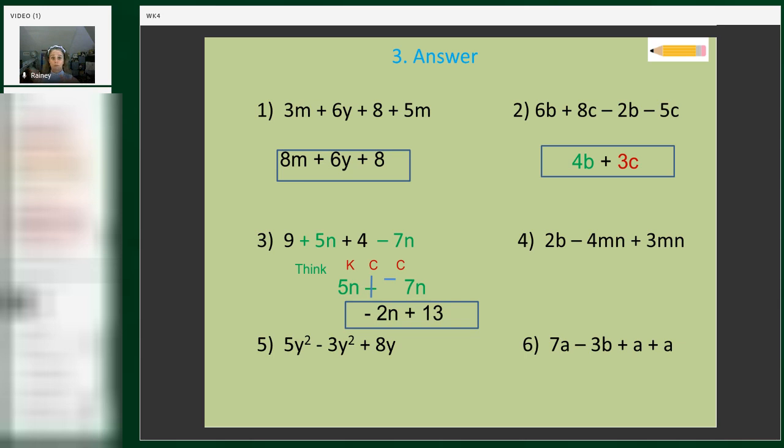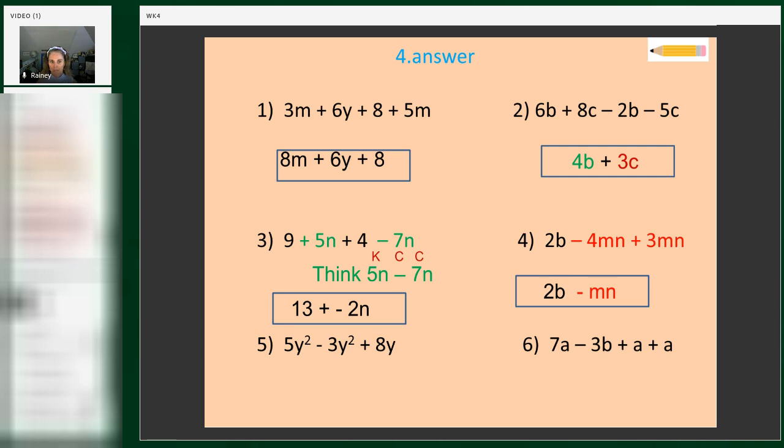Awesome. Okay, try number 4 without me. Be careful. Watch your signs. That's the hardest part about pre-algebra. It's watching your signs. Now, if you put a 1 in front, that is absolutely okay. Do you have a negative mn or negative 1 mn? If not, fix it on your paper, please.